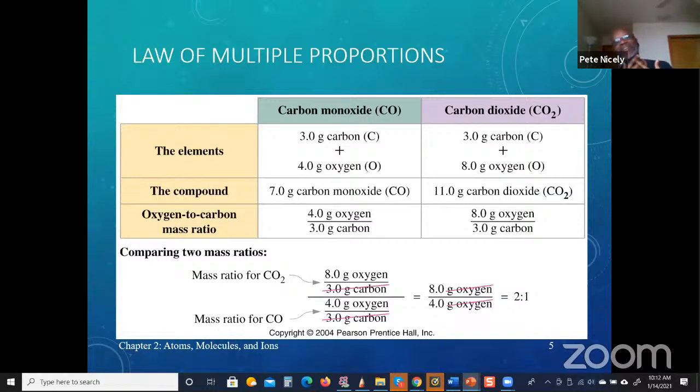Basically, if you keep the mass of one element fixed between compounds that have the same elements, then the ratio of the other elements in terms of their mass would be a small whole number ratio: 2 to 1, 1 to 2, 3 to 4, 1 to 1, etc. All right? Okay, so that's the law of multiple proportions.